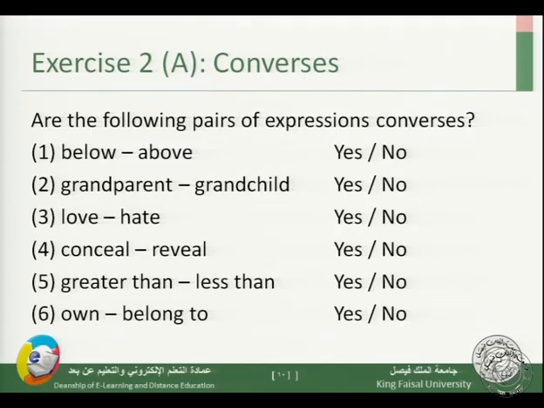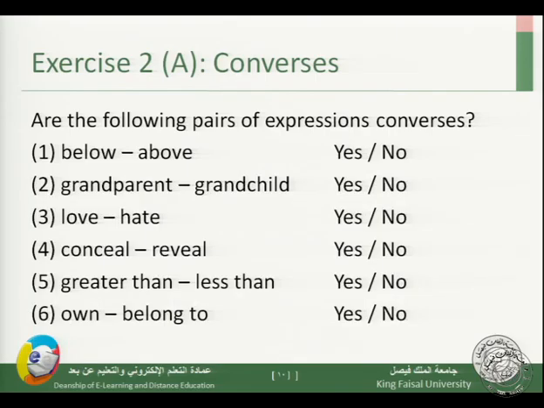2. Grandparent and grandchild. If Ahmed is the grandparent of Ali, does this mean Ali is the grandchild of Ahmed? The answer is yes. Because these relationships work in both ways, we say that these are converses. Love and hate. If Salih loves, for example, Ahmed, does this mean Ahmed hates Salih? No, not necessarily. So love and hate are not converses, so the answer here will be no. Conceal and reveal. If I conceal a book, does this mean the book reveals me? No. So the answer here is no. These are not converses.